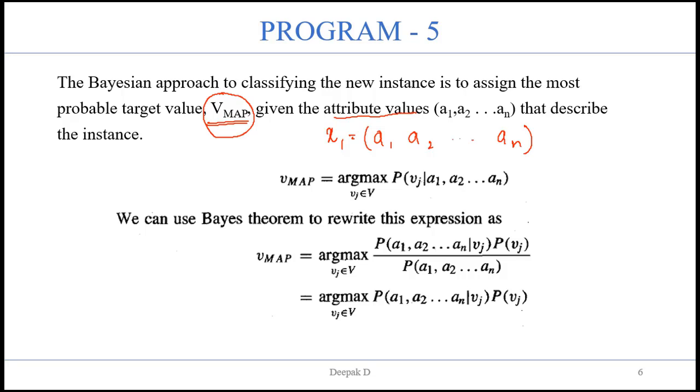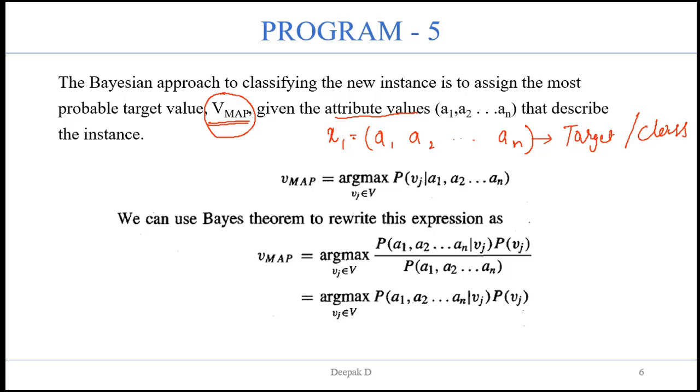So here these attributes are instances having a target value, or you can say a class or a category. Whenever you are going to identify the class for new test data, to which target it belongs, that is calculated by using this V map. Here V is nothing but a value, your target value.